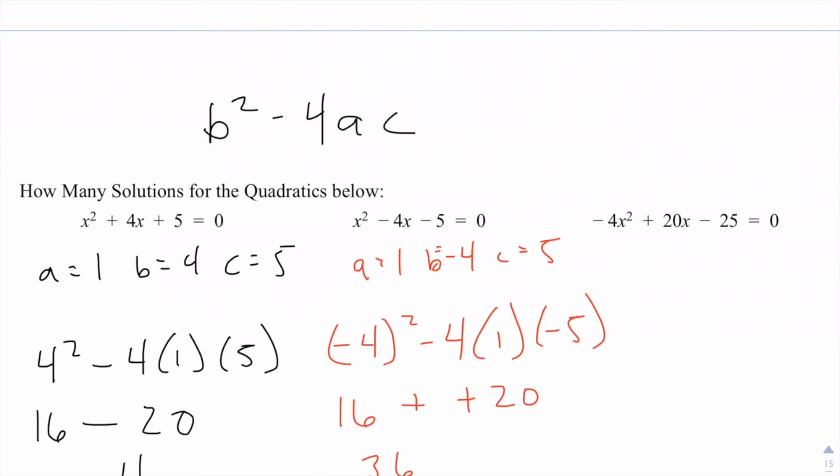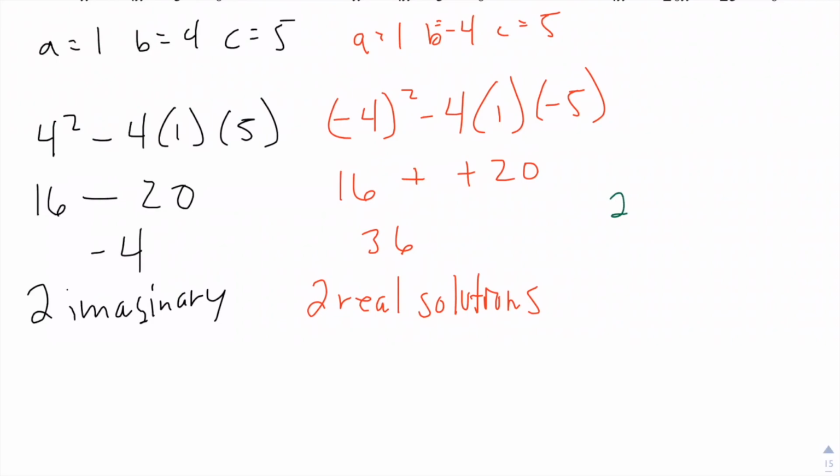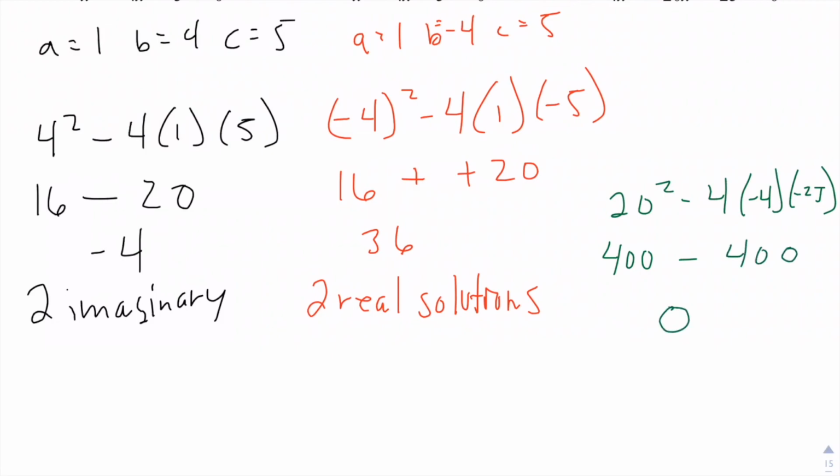And then in our last equation here, our a is equal to negative 4, our b is equal to 20, and our c is equal to negative 25. So we have 20 squared minus 4 times negative 4 times negative 25. That's going to give us 400 minus 400, which gives us 0. So when we know that something equals 0, we have one real solution.